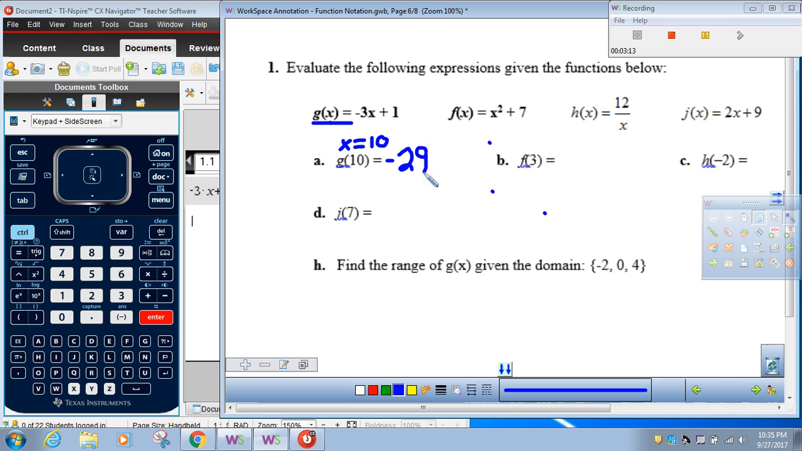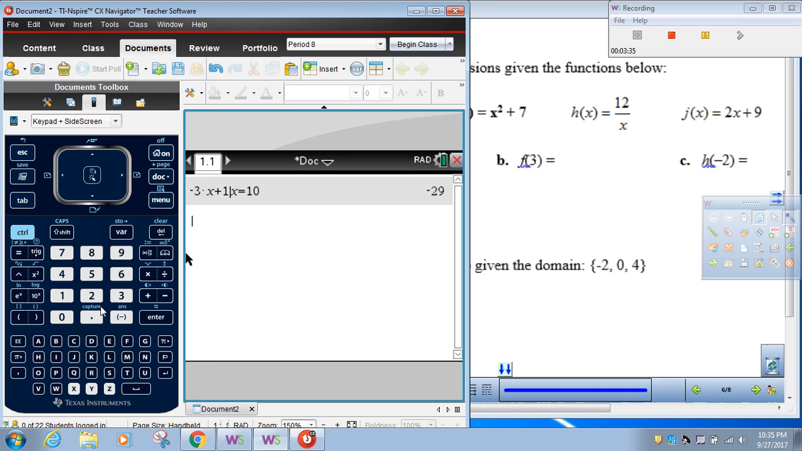Alright. So now I see f of 3. I'm sorry, I've got all these random dots. So when we look at f of 3, I know I'm looking at f of x. So I'm going to use this function right here, x squared plus 7. And my x is going to be 3. So I'll come back over here. I'm going to type in x. I would use this squared button instead of the exponent button. So plus 7.